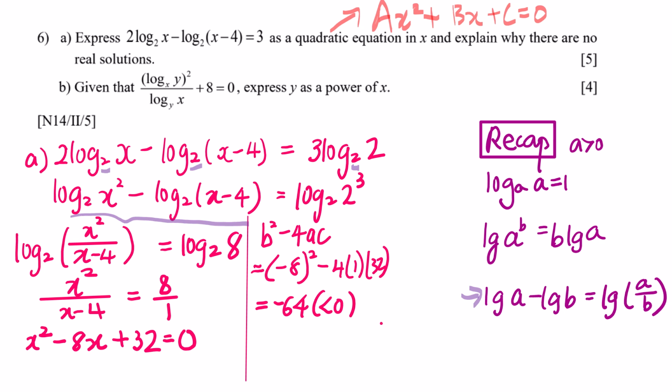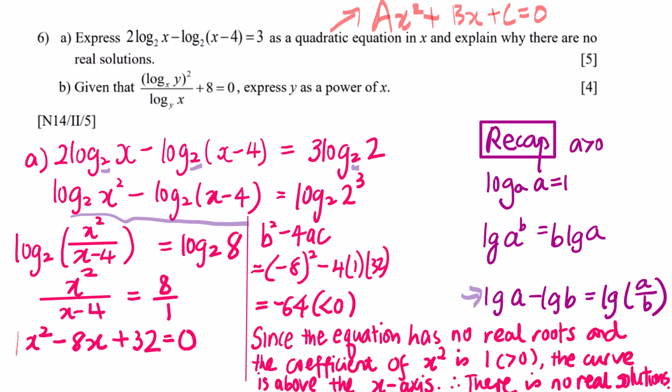If we were to examine the quadratic equation, the coefficient of x squared is 1, which means if you were to sketch the curve, it's a U-shaped curve. And since the discriminant, b squared minus 4ac, is negative, there are no real roots, so this will be a U-shaped curve that's entirely above the x-axis. So therefore, the equation has no real solutions.